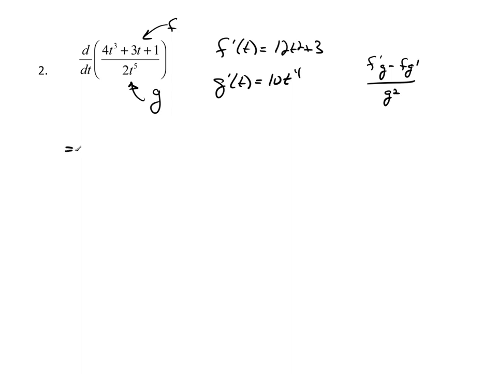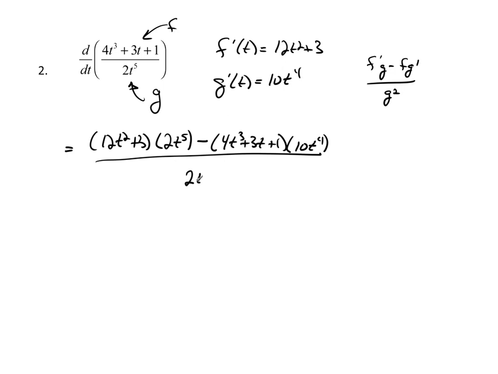So I'm going to say this derivative is equal to 12t squared plus 3 times 2t to the fifth minus 4t cubed plus 3t plus 1 times 10t to the fourth divided by 2t to the fifth squared. And again, you probably want to distribute here and see if you can't simplify. You may or may not be able to simplify, but you won't know until you give it a shot. But really, that's all there is to the quotient rule.